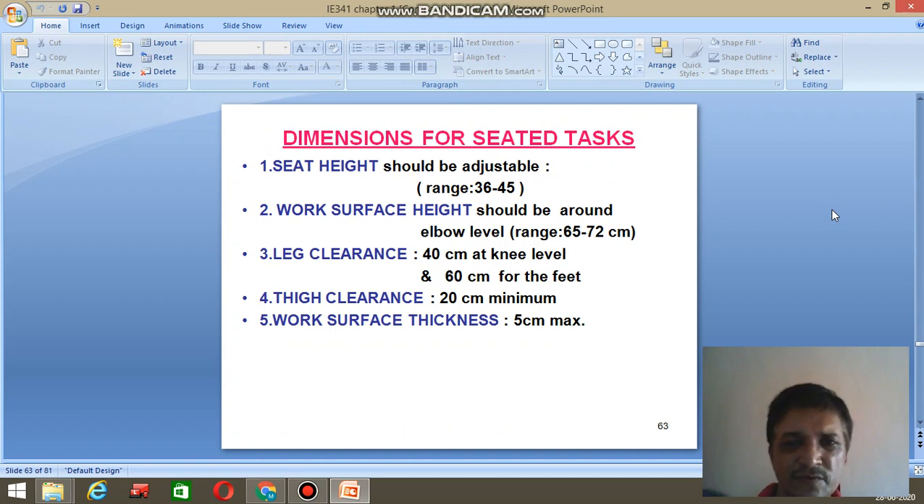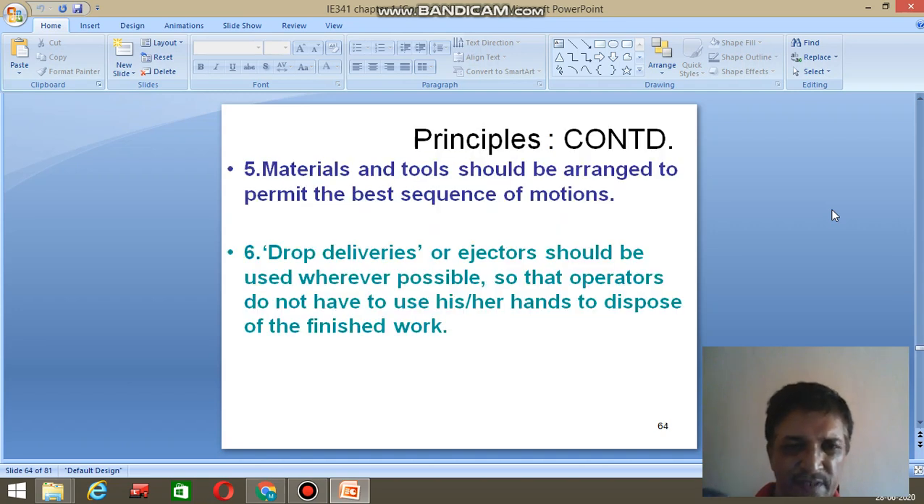Dimensions for seated task. Seat height should be adjustable, range 36 to 45. Work surface height should be around elbow level, that is range from 65 to 72 centimeters. Leg clearance 40 centimeters at the knee level, and 60 centimeters for feet. Thigh clearance 20 centimeters minimum. Work surface thickness 5 centimeters maximum.